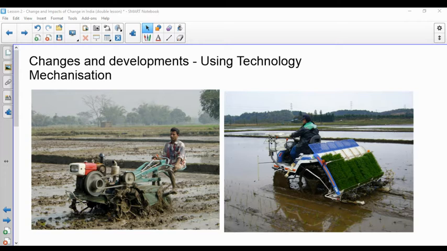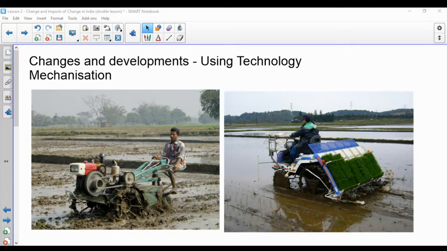So we've got a couple of photos here. The first one shows you a simple rotavator that is plowing the soil, and it's being operated by a farmer who's sitting behind this mechanical plow. If you think about what this would have replaced, this would have been the farmer walking behind a water buffalo with the plow being dragged by the water buffalo through the fields. So this farmer has now introduced a piece of technology to do that job instead of having a water buffalo.